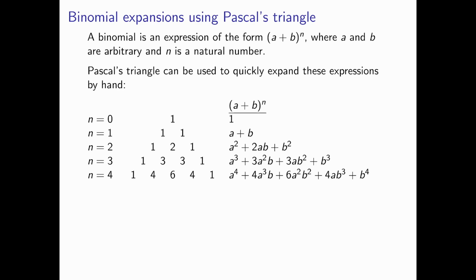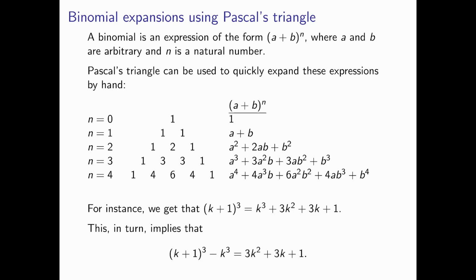So that's how we can compute a plus b to the nth power using Pascal's triangle in a very convenient way. And it is actually very practical to use, and it is much quicker than just computing a plus b to the nth power manually by hand. Now this can be used for many things, and in particular it can be used to see that k plus 1 cubed is just equal to k cubed plus 3k squared plus 3k plus 1, because 1 to any power is just equal to 1. And this in turn implies that k plus 1 cubed minus k cubed is just equal to this part over here, which we get from the expansion.